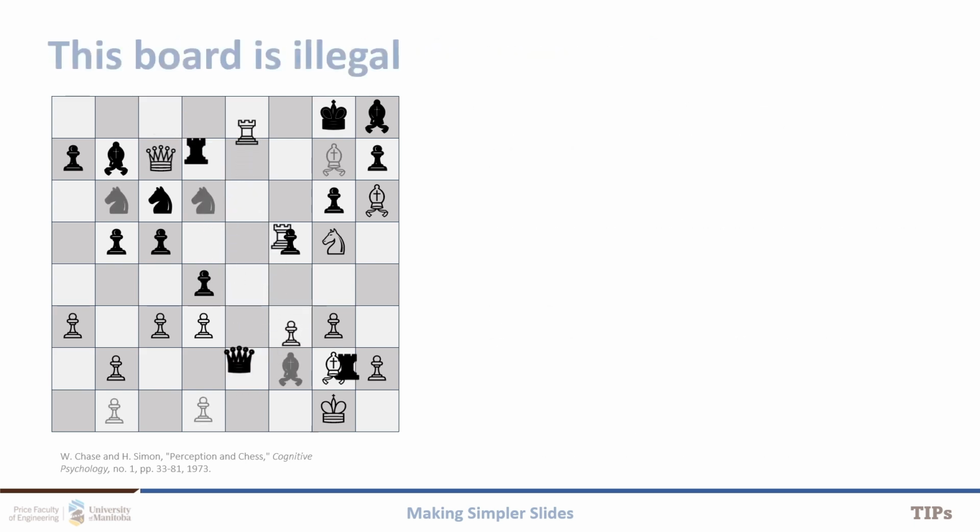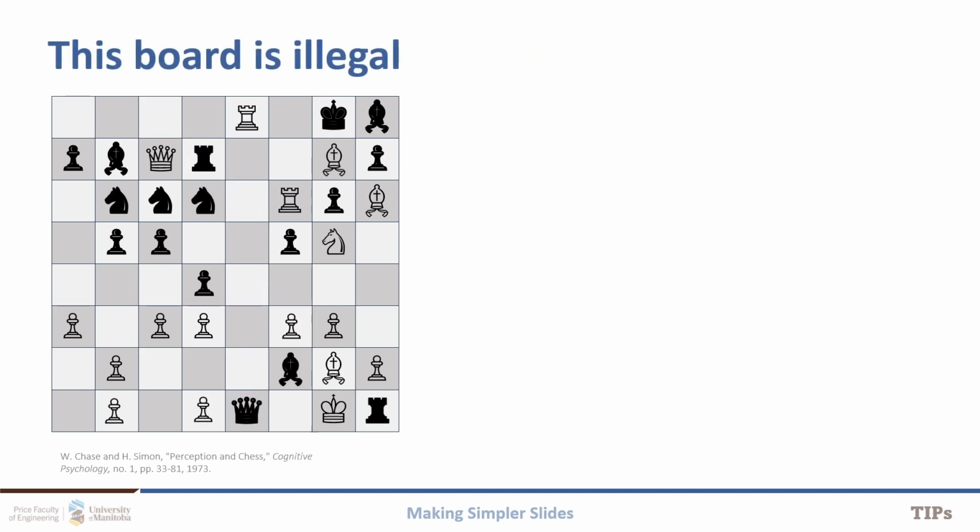But Chase and Simon didn't stop there. For the next phase, they filled the board with pieces in all kinds of random places, often illegal positions. Here we've put both kings in checkmate. We've put too many of some pieces on the board, and we've put pieces in places they can't get to. In this case, when Chase and Simon asked experts and novices to remember the board state, both groups could only recall 7 plus or minus 2 pieces.